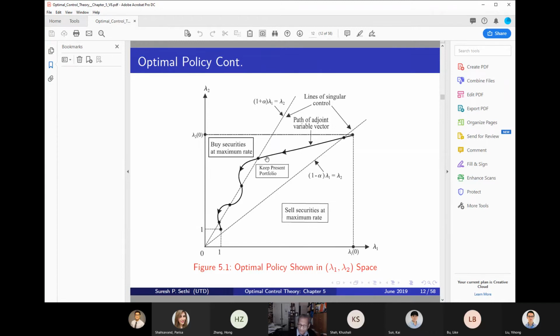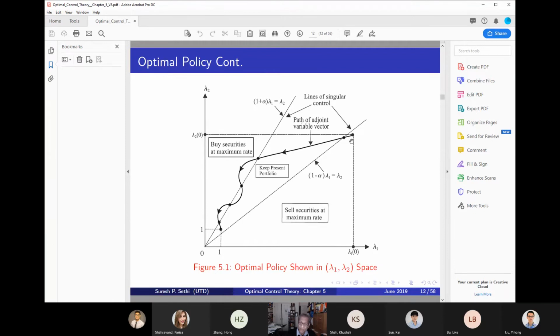If it goes like this, then for that problem, if I'm in these two intervals, I keep the present portfolio. That means I do neither buy nor sell. If I am here, I buy security at the maximum rate because the value of lambda 2 is higher than that times lambda 1. The greater than is on this side. Similarly, if I'm on this side of this line, I sell security at the maximum rate.